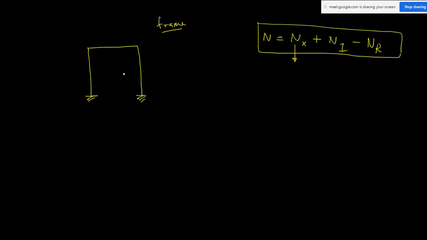Suppose you take a frame structure. What is the static indeterminacy of this simple frame? You know it is 6 minus 3. At this fixed support, I will have 3 unknowns, and at this other fixed support, I will also have 3 unknowns. The static indeterminacy will be total unknowns minus equations. Total unknowns are 6 and equations are 3. So your static indeterminacy here is simply 3.